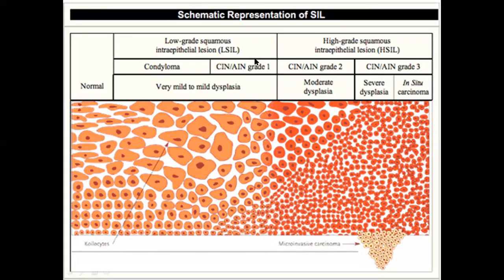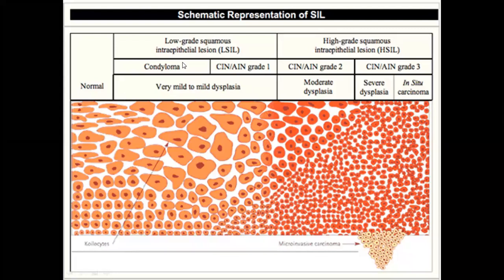Again, this is a scheme to show you the normal epithelium. Then you have two terms which are used nowadays in the Pap cytology reporting. One is called low grade squamous intraepithelial lesion, also known as LSIL in abbreviation, and you have high grade squamous intraepithelial lesion, which is HSIL.